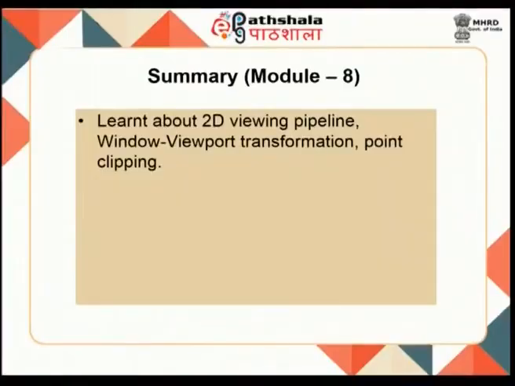So, in this module what we have learnt is what a 2D viewing pipeline is, and what the various steps in the 2D viewing pipeline are, what window and viewport transformation is, and that we do a normalization step in between. Finally, point clipping is selecting a point if it is inside and discarding it if it is outside the clip window. The point has to satisfy four inequalities. Only when the point satisfies all four inequalities do we say that the point is an inside point. Even if one of the inequalities is not satisfied, it is an outside point, and so can be discarded.